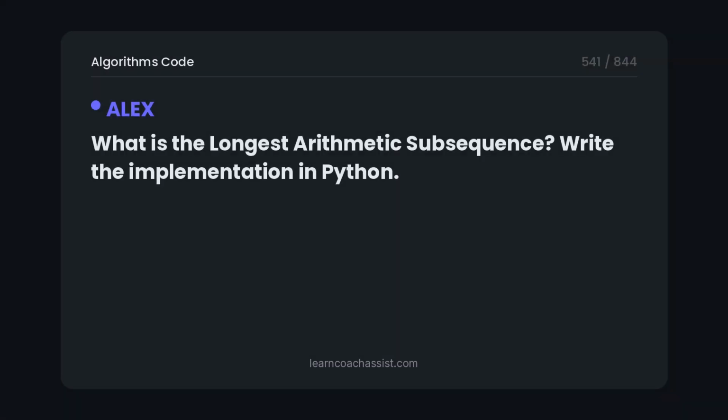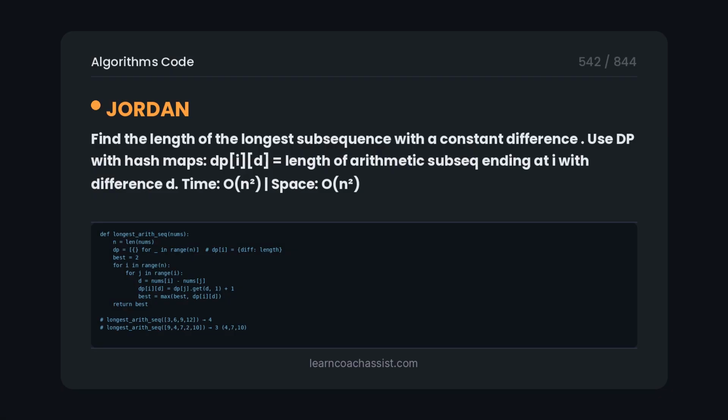What is the longest arithmetic subsequence? Write the implementation in Python. Find the length of the longest subsequence with a constant difference. Use DP with hash maps: dp[i][d] equals the length of the arithmetic subsequence ending at i with difference d. Time O(N^2), space O(N^2).